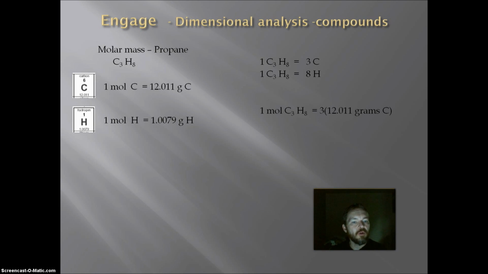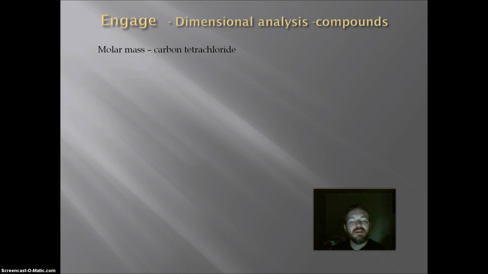So that means the molar mass is going to start with 3 times the molar mass of carbon, and I'm going to add to that 8 times the molar mass of hydrogen. So if I do my math, I see that 1 mole of propane is equal to 44.096 grams of propane. And that would be the molar mass that I could use in my dimensional analysis. This works for covalent compounds as well.